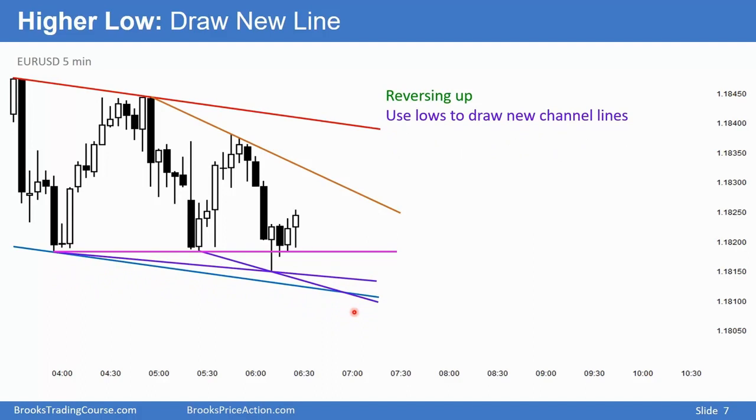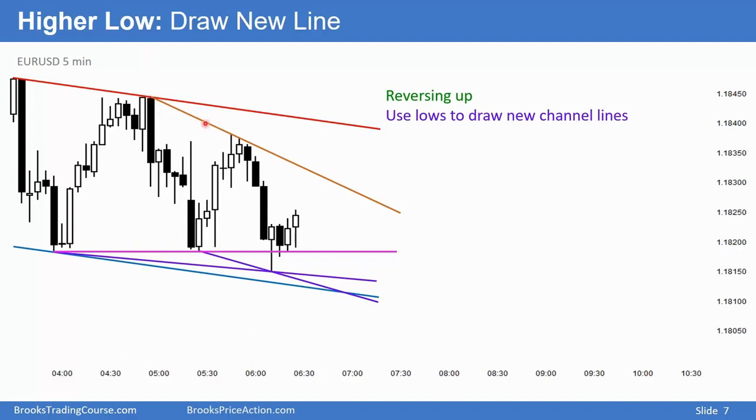At this point, you don't know which line will be more important. And now we have four lines below. We have this one, we have these two new ones, and then that one. All of them might be important. Right now, clearly, these two are important, but I leave all on until it's clear that one or more is no longer important, until it's clear the market is ignoring the line.